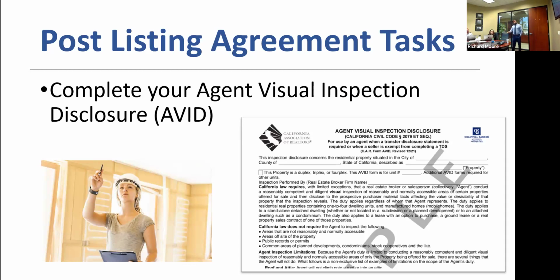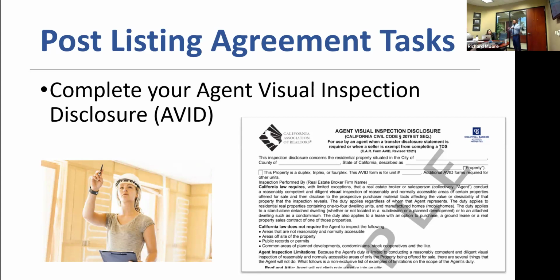Another thing you can do after you get the listing is complete your agent visual inspection. Some agents wait until after they get an offer accepted. I would just do it right, have it done, get it over with. And again, the visual inspection is exactly what it is: a visual inspection. So you're walking through the property.